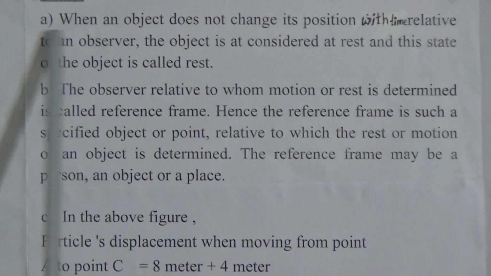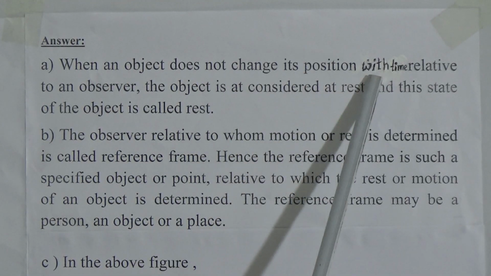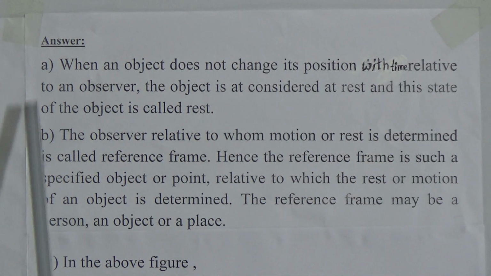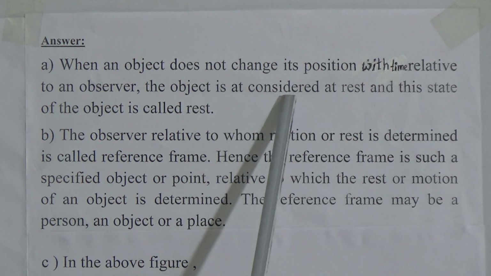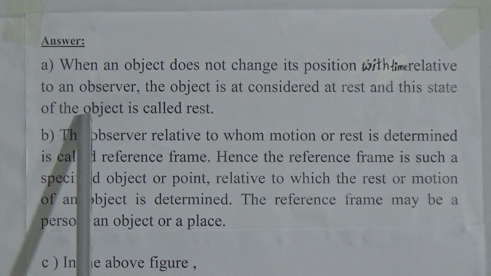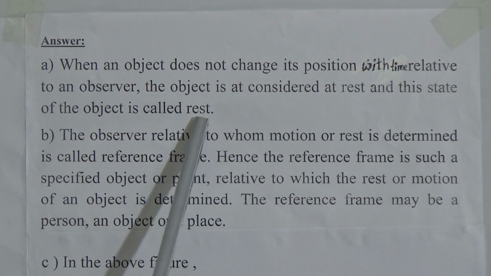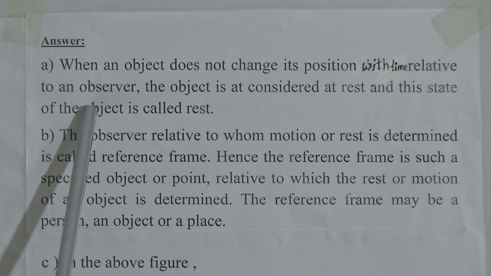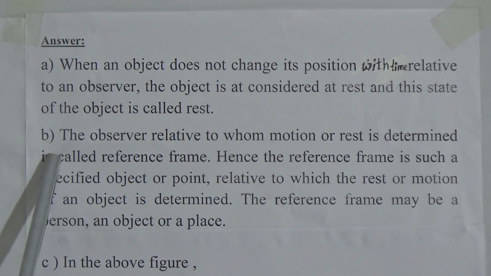The first question was what is rest, and the answer is: when an object does not change its position with time relative to an observer, the object is considered at rest, and this state of the object is called rest. Dear students, this definition I have taken from your textbook. You can learn it from your textbook. Now come to our next question and answer.